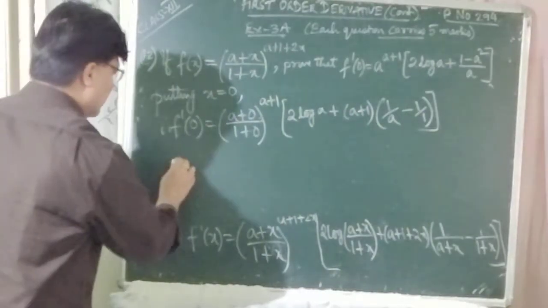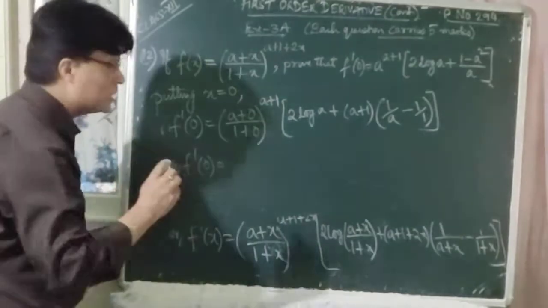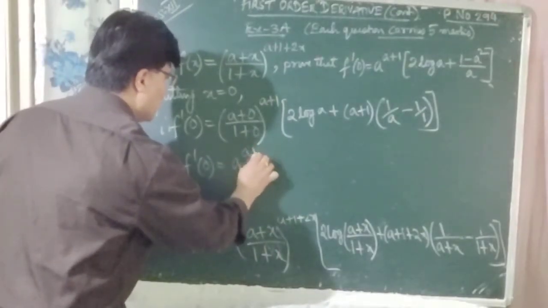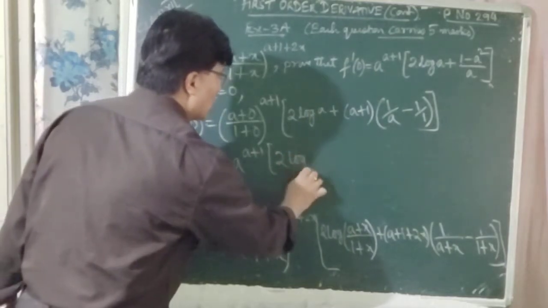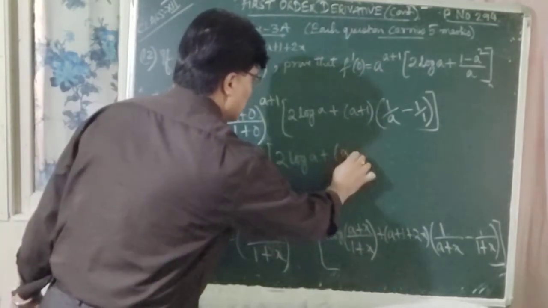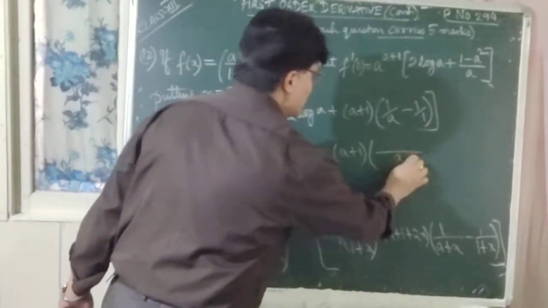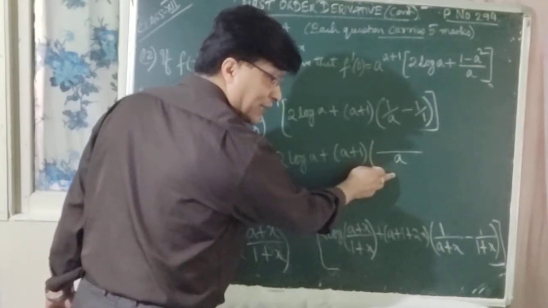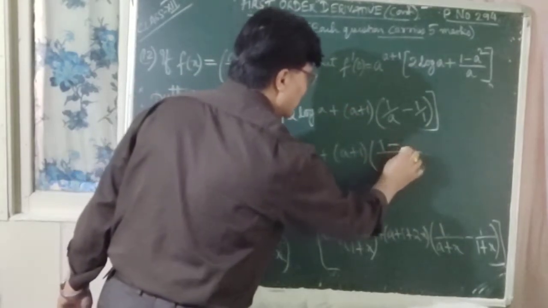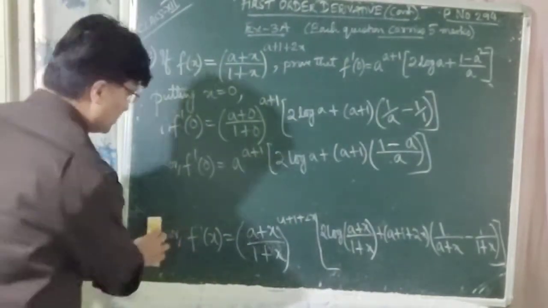Now again you have to simplify it. f dash of 0 is equal to a by 1, which is always a, so it is a to the power a plus 1, right? And within third bracket it is 2 log a plus, this is a plus 1, and within the bracket, what's the LCM? a and 1, LCM is a. So this LCM is divided by a. a 1s are a, that means 1, 1s are 1 minus this, a 1s are a. So here third bracket is closed.